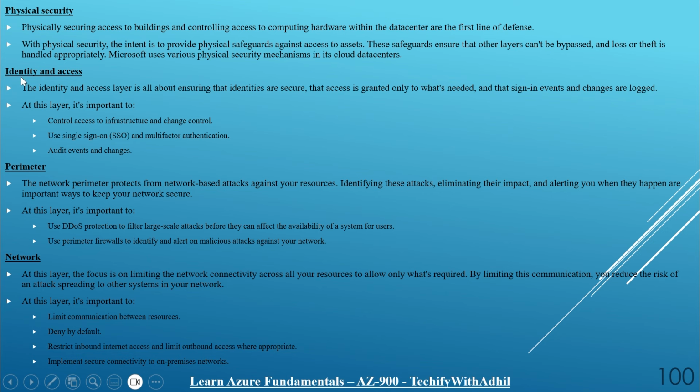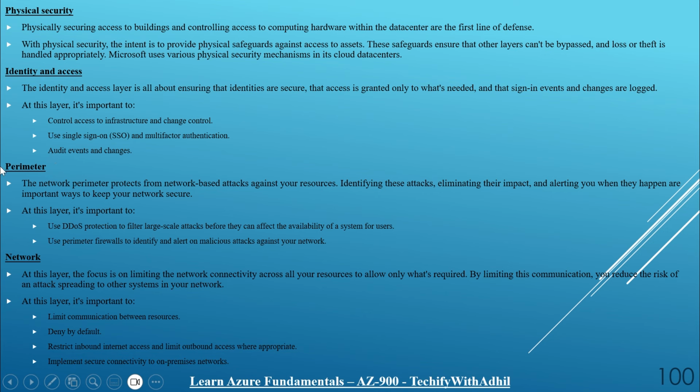Then the identity and access layer is all about ensuring that identities are secure, that access is granted only to what's needed, and that sign-in events and changes are logged. So at this layer, it's important to control access to infrastructure and change control, use single sign-on or multi-factor authentication, then audit events and changes. Even if a person who has access is accessing some data or making some changes, everything should be logged, and that has to be audited and checked.